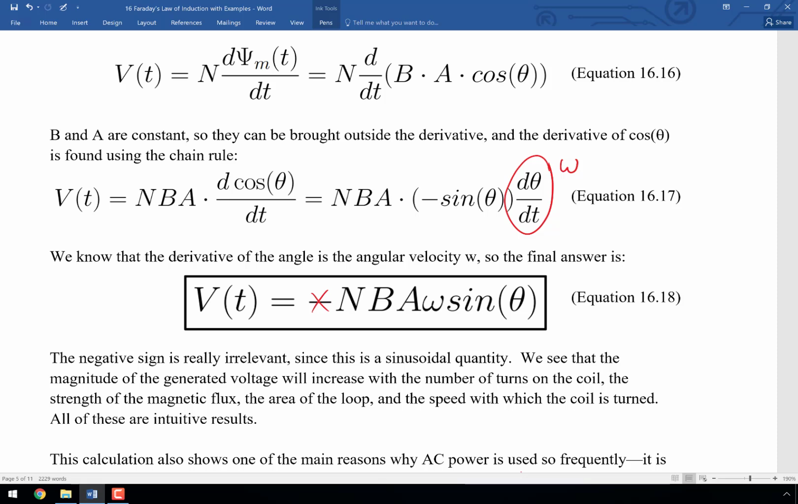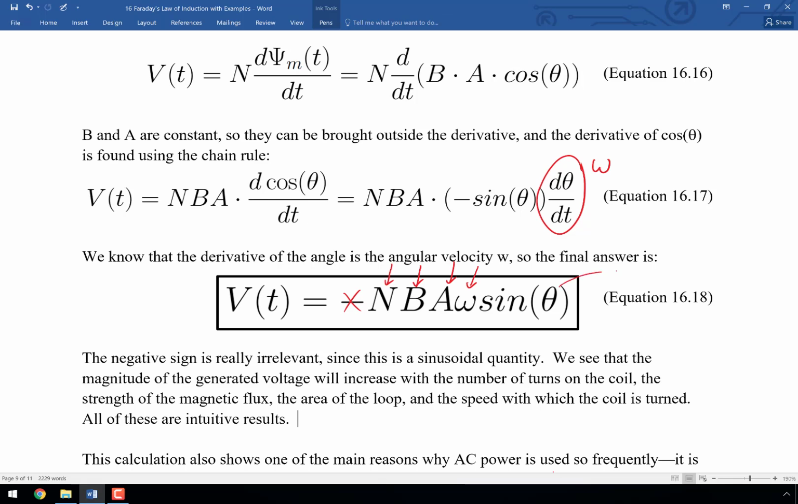So we see that the strength of the voltage is going to increase as the number of turns increases. I would totally expect that. Strength of the voltage will increase as the strength of the magnetic flux increases. I would expect that. It'll increase as the surface area increases. I would expect that. Interestingly, it also increases as the rotational angular velocity increases. I guess that seems reasonable. I might not have guessed it, but the faster that things are changing, the higher the derivative is going to be. So that seems reasonable as well. And then we also have a sine of theta, and that shows that the voltage is in fact going to be going up and down as a sinusoid.